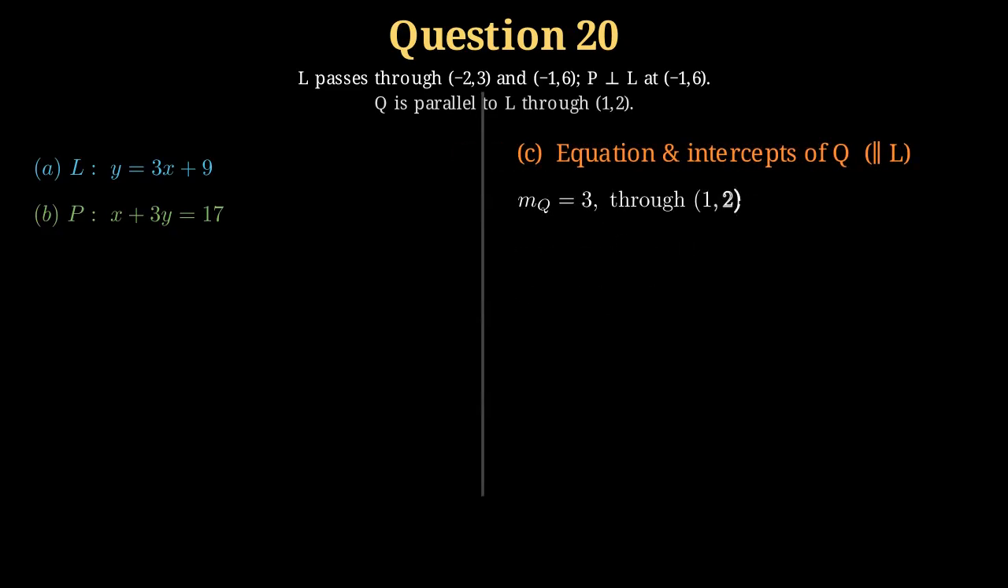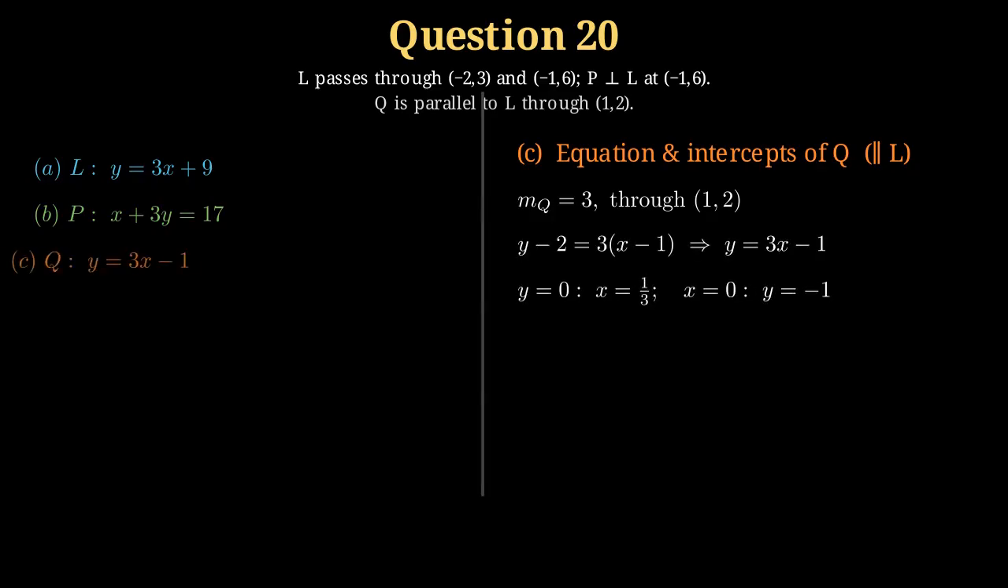Part C. Line Q is parallel to L, so it has the same gradient, 3, and passes through (1, 2). That gives y equals 3x minus 1. For the intercepts, setting y to 0 gives x equals 1/3. Setting x to 0 gives y equals -1.